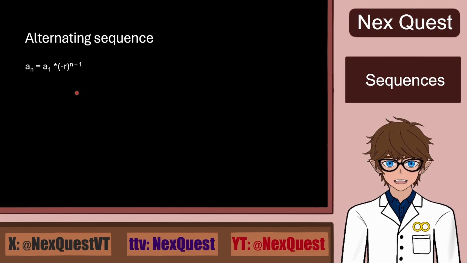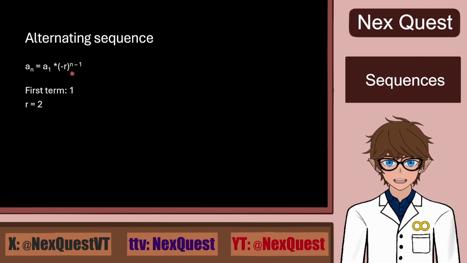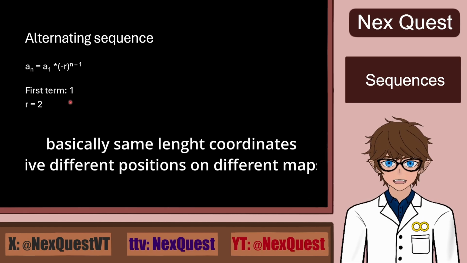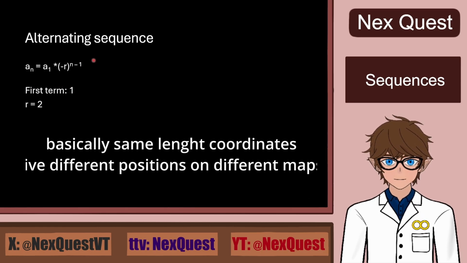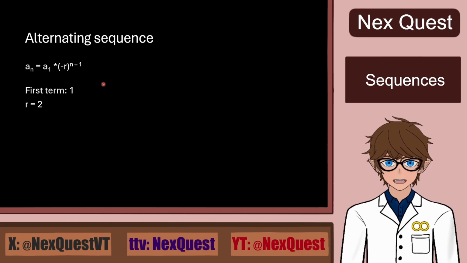So let's go ahead and see what this formula in specific would give us. So let's assume that the first term is 1 and the ratio is 2. Imagine this being our chosen coordinates, and this just describes the map. But yes, first term is 1, r is 2, and I'll be filling in the terms 2, 3, and 4.